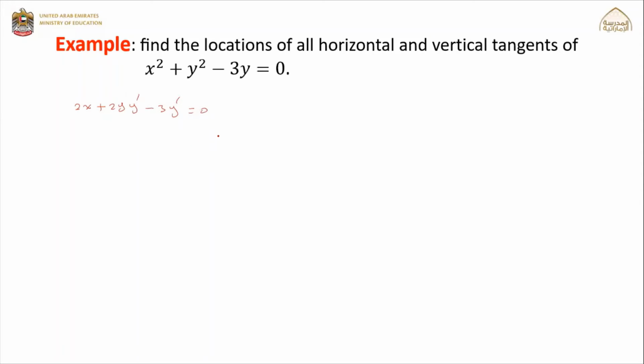From this, I must find y prime. So 2y y prime minus 3y prime equals negative 2x, and I take the other side. So here take y prime as a common factor, so (2y minus 3) inside the brackets equals minus 2x. So here I can say y prime equals minus 2x over (2y minus 3). This is the derivative of y.